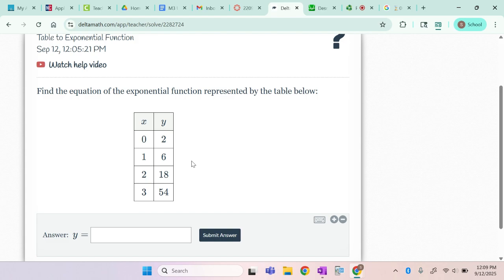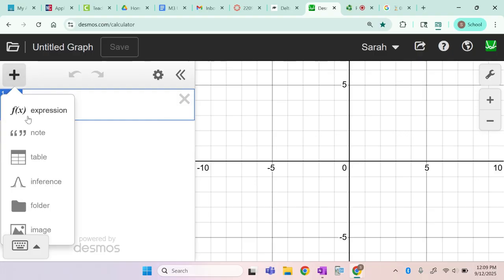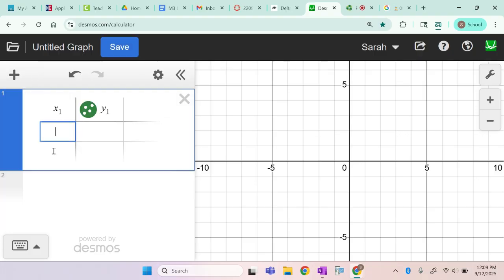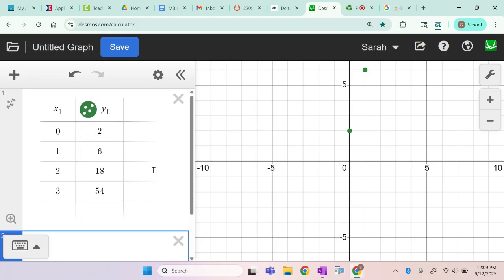Now, that's the by hand way. Now let me show you the much easier Desmos way. In Desmos, I'm literally going to input that table that they gave us. So I'm going to hit the plus and then the table, and I'm going to type it in. So 0, 1, 2, 3, and then 2, 6, 18, 54. Now, what we're going to do is a regression.